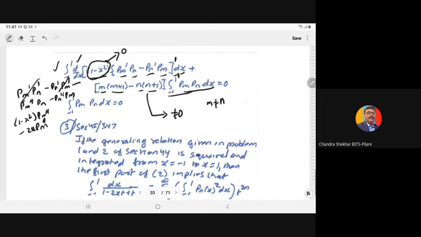So whatever the problematic term, that you can cancel due to the subtraction. Clear? So there is no harm in writing like this. Since m is not equal to n, this expression is not equal to 0. So this implies that the integral from minus 1 to 1 of Pm Pn dx is equal to 0. So that is another way to prove the orthogonality.